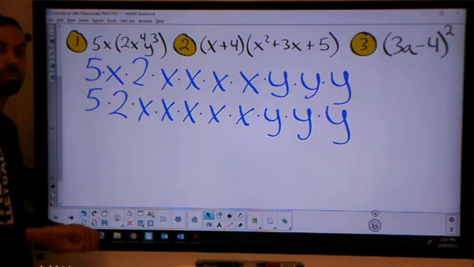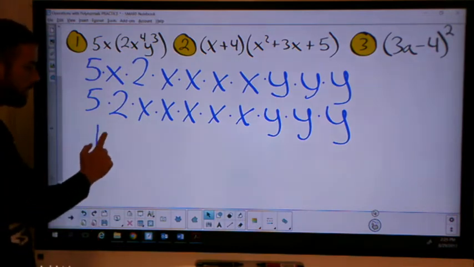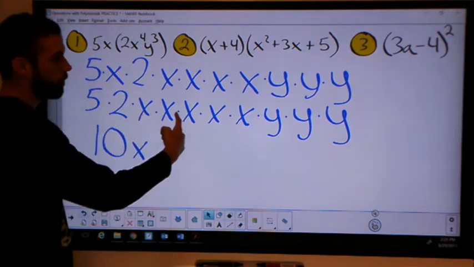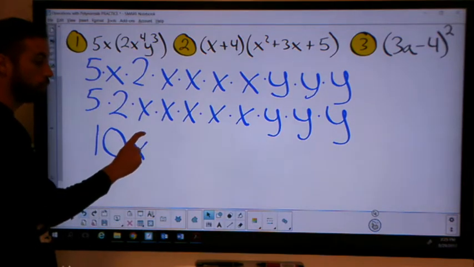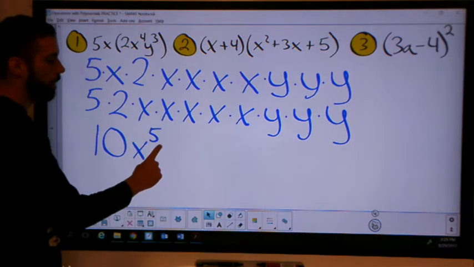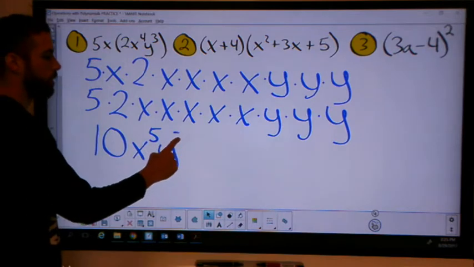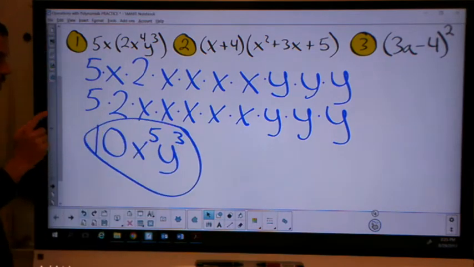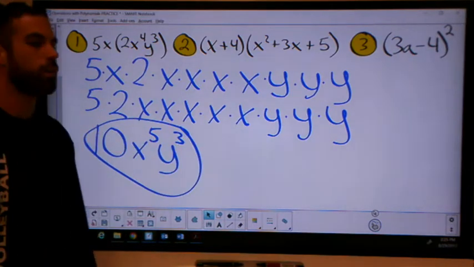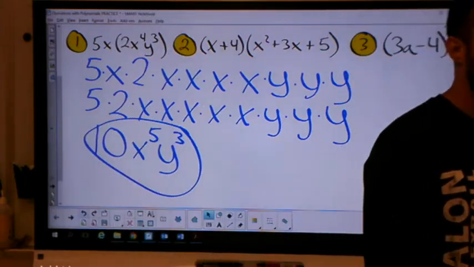So 5 times 2 is? 10. And then x, there are 5 of them, so we will put x to the power of? 5. And then y to the power of? 3. Very good. And then that would be the final answer. And that's it. Okay. Are there any questions about that?